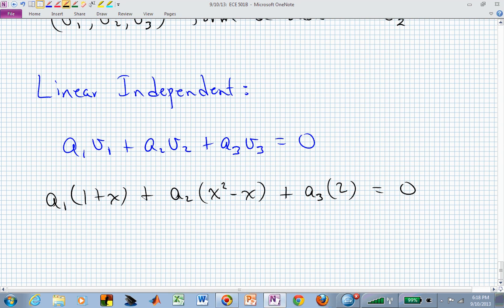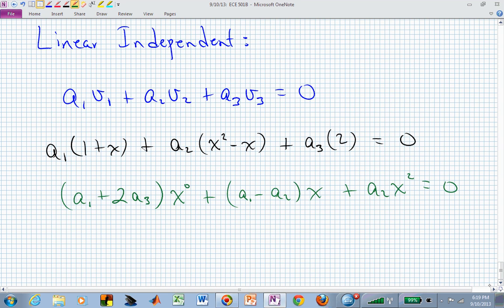Then we know the v's are linearly independent. Let's now just group coefficients of like powers of x. If we look at the powers of x, x to the 0, we have a1 plus 2a sub 3. So I could be explicit and say that's x to the 0, plus what coefficients scale x? We have a1 minus a sub 2 times x, and then we have a sub 2 times x squared, and that we're saying is equal to 0.